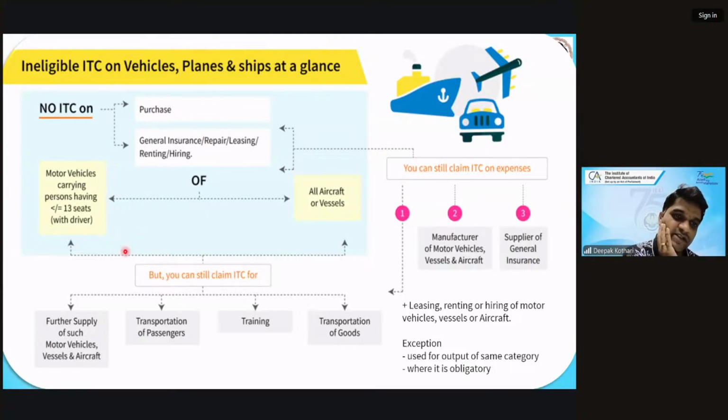What is ITC on expenses is different from other category given in the table. Mm, I didn't understand your question.